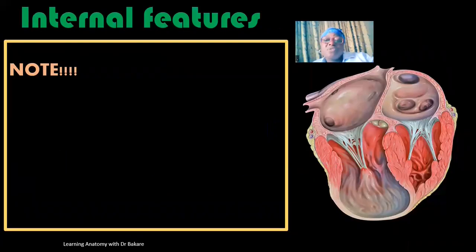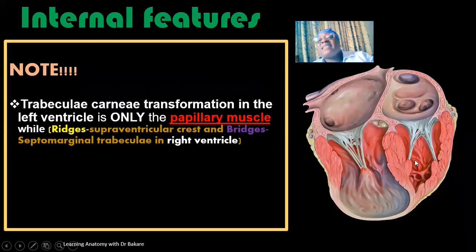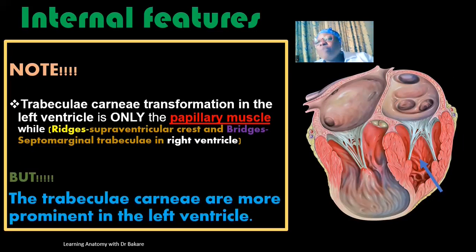It's also good for us to note the trabecular canal, as presented within the interior wall of the left ventricle. We said that in the right ventricle, we have a number of transformations where they are transformed into ridges, bridges, and also pillars, which include the papillary muscle. In the left ventricle, we did not see this kind of transformation. The only transformation seen is the papillary muscle, and that is where we have the creation of the anterior and the posterior papillary muscle within the left ventricle. This is the trabecular canal. And to complement for this, we have more prominent trabecular canal in the left ventricle than in the right ventricle. It's also good for us to establish this.